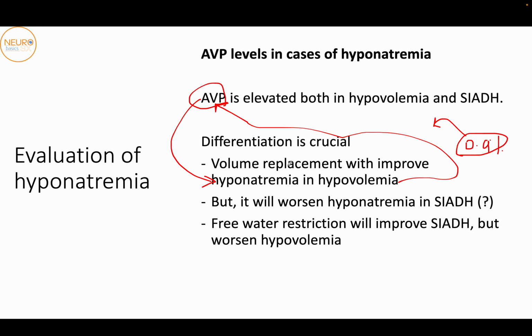Right? So volume replacement will make things better in patients who are hypovolemic, but on the other hand, volume replacement with normal saline in patients who have SIADH will actually worsen hyponatremia because the kidney desalinates this normal saline, converts it to free water under the high levels of AVP, and further adds to the excessive free water which is present in the body already. On the other hand, free water restriction will improve SIADH but obviously worsen hypovolemia. So it's very important to differentiate between these two conditions.